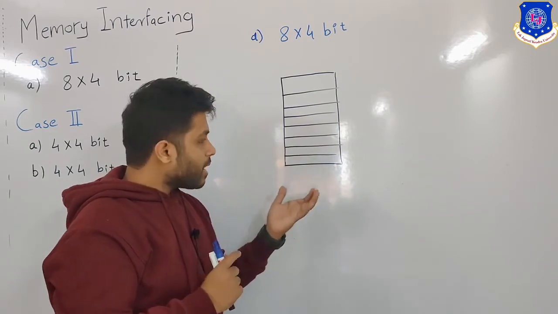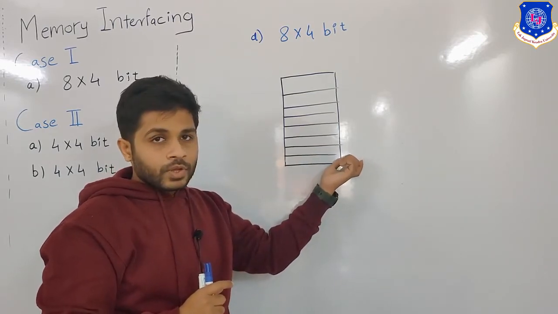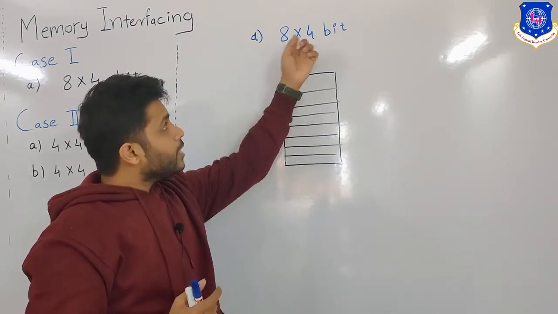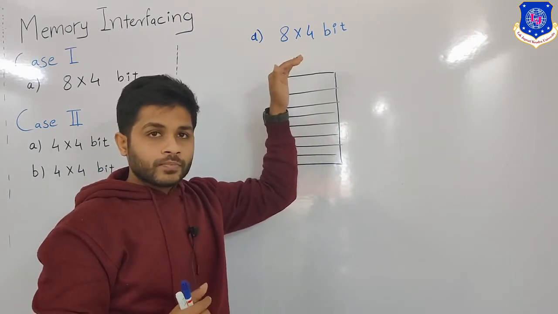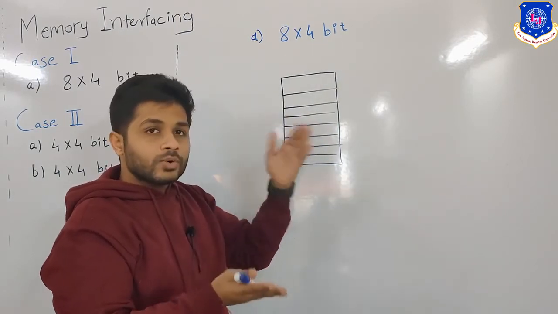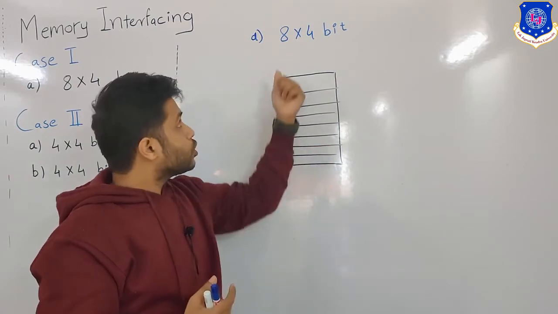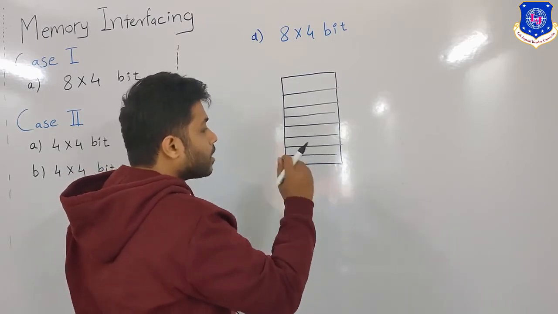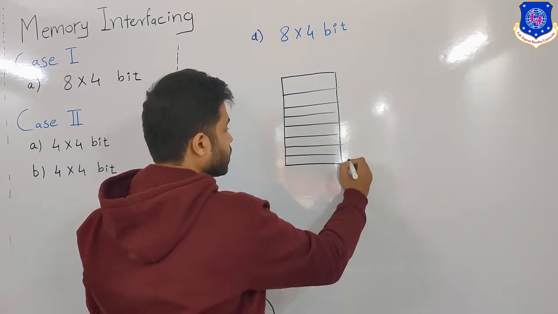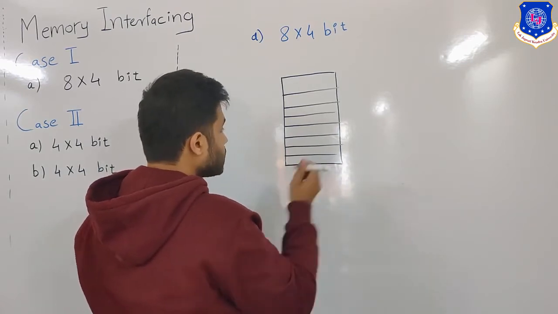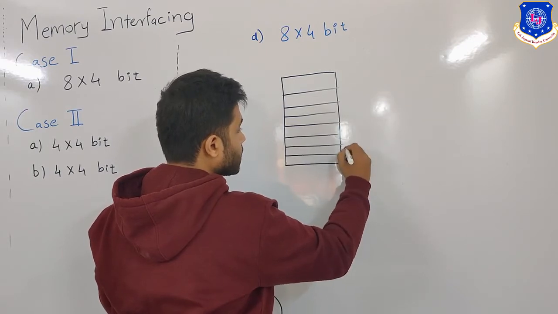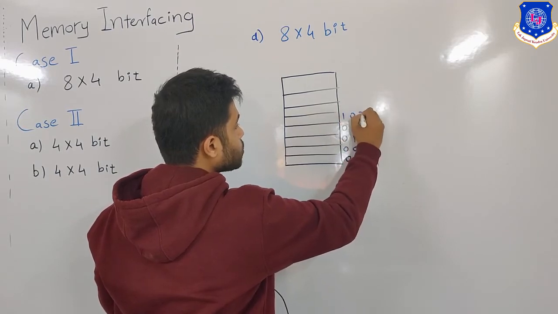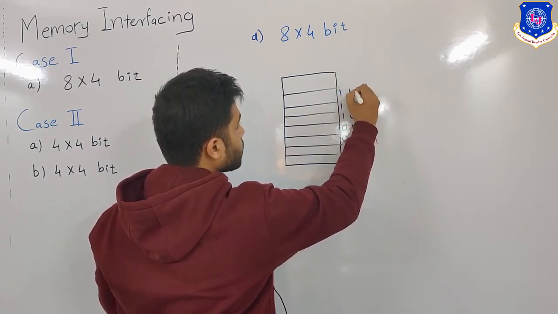each location in the memory has a unique address. So how do we find the length of the address? In this memory, 8 cross 4 bit means that there are a total of 8 locations. To represent 8 locations, how many bits are required? 2 raised to 3 equals 8. It means 3 bits are required to represent a memory having 8 locations. So the first one is 000, then 001, 010, 011, 100, 101, 110 and 111.